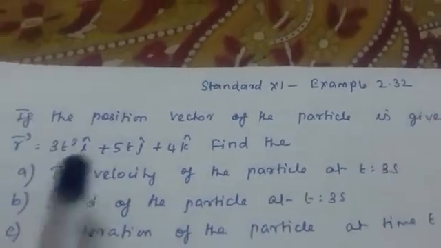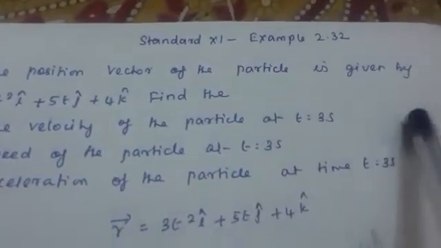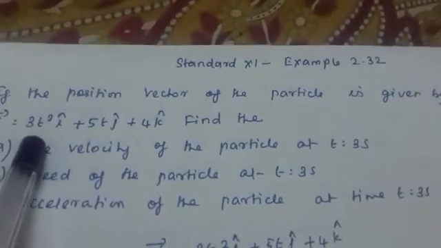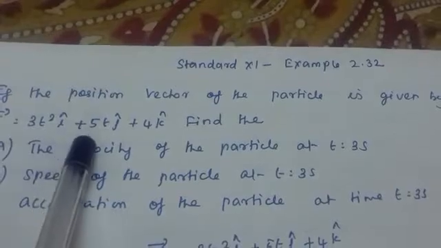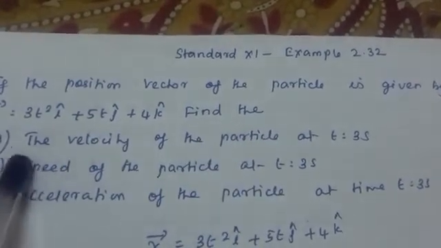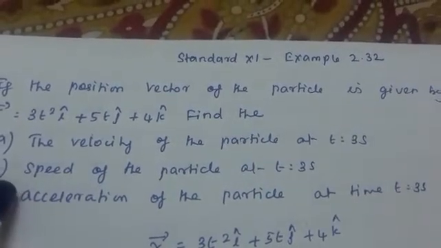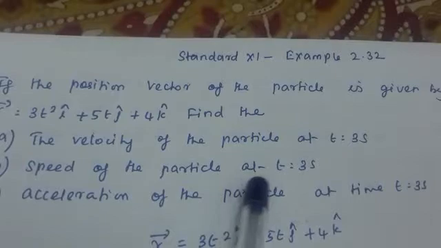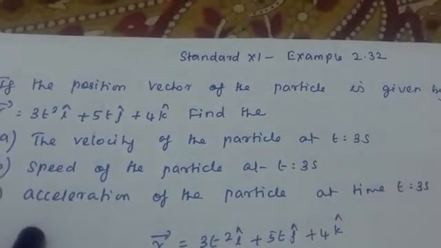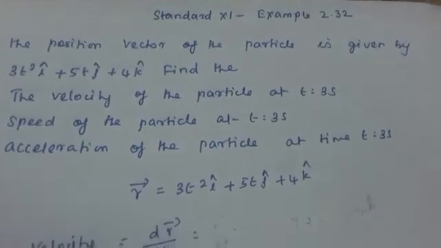Example 2.232. If the position vector of the particle is given by r is equal to 3t square i vector plus 5t j vector plus 4k vector, find the velocity of the particle at t is equal to 3 seconds. Then the speed of the particle at t is equal to 3 seconds. Acceleration of the particle at t is equal to 3 seconds.